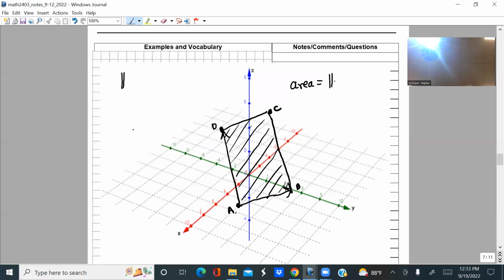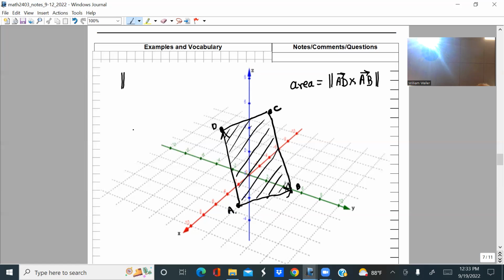Let's fill in then what we're looking at here. So we want the vector from A to D, correct? And then take the cross product of that vector with the vector from A to B, right? And then find the magnitude of that cross product. That gives you the area of that parallelogram, right? So it's a simple formula, but it does take a little bit of work to execute.